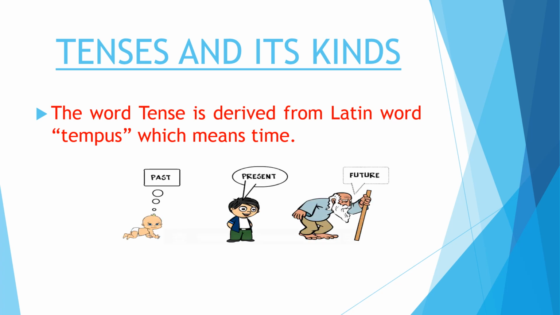So tenses, on the basis of timeline, are divided into three types: past, present, and future. In total there are 12 tenses, and on the basis of timeline, three tenses are there. Further, there are four aspects of each tense that I will explain to you. See here.